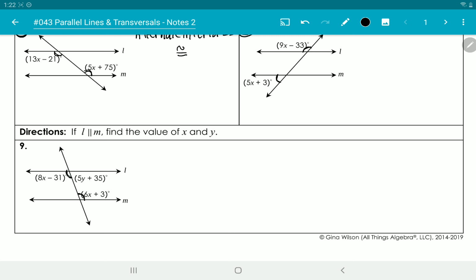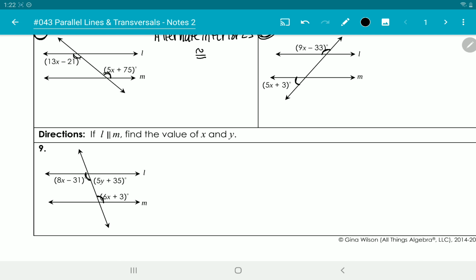Okay? Well, those two angles are, you can see, alternate, because they're on opposite sides of the transversal here. But they are interior, because they are on the inside of these parallel lines. Okay? Alternate interior angles are congruent to one another. So we're going to have blank equals blank, and we're going to solve. So we have 8x minus 31, and then we have this 6x plus 3.